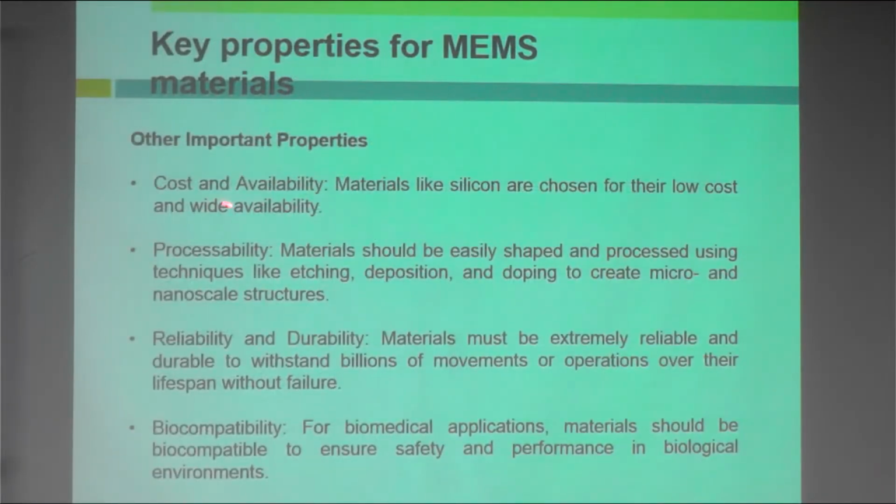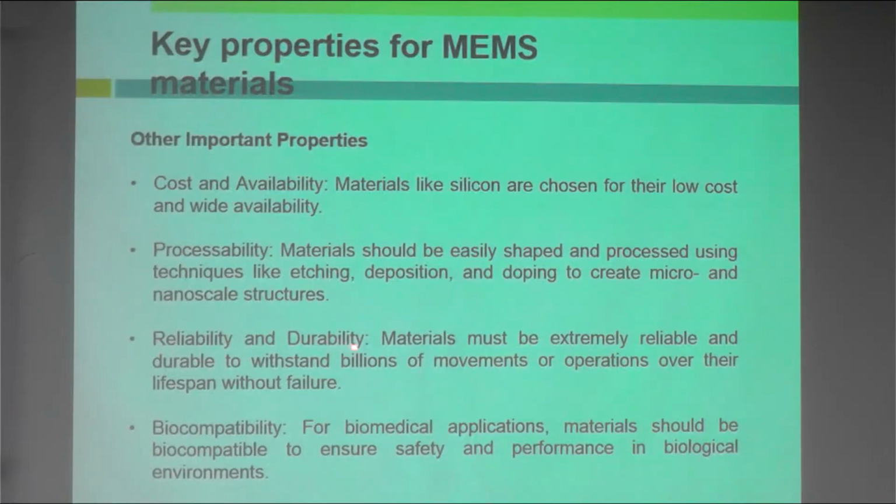And other important properties, cost and availability. Of course, I've mentioned a little bit on this. Materials like silicon are chosen for their low cost and wide availability. And processability: materials should be easily shaped and processed using techniques like etching. Etching is a removal of materials, along with deposition and doping, to create micro and nanoscale structures.